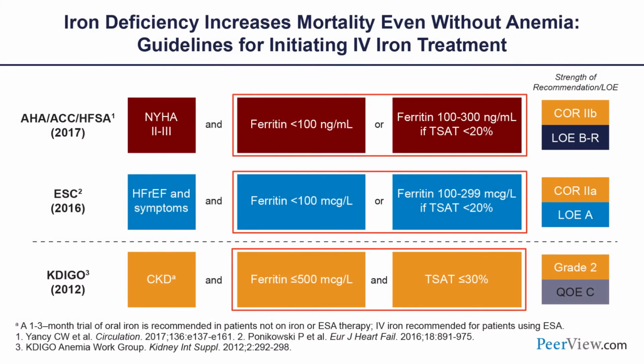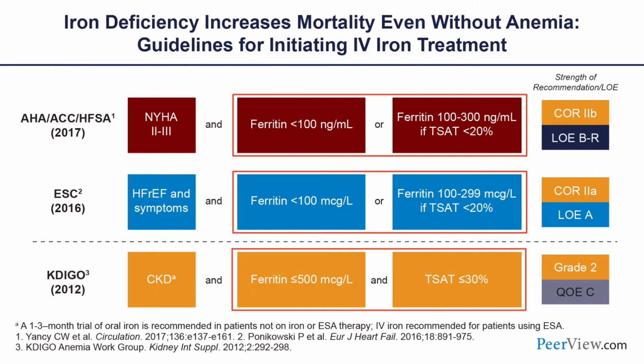Remember that ferritin is an acute phase reactant. Therefore, the thresholds are different in patients with heart failure. Those patients who have heart failure, the threshold is ferritin levels of less than 100 nanogram per ml or ferritin levels 100 to 300 with a transferrin saturation of less than 20.